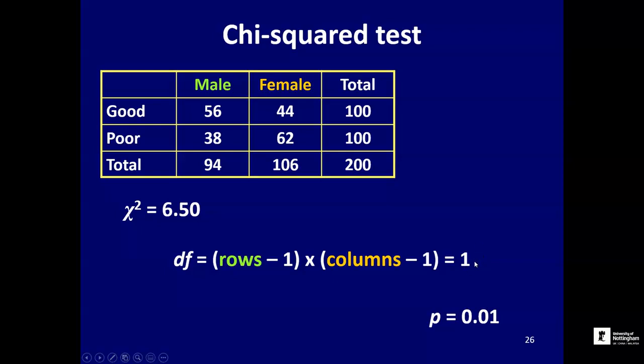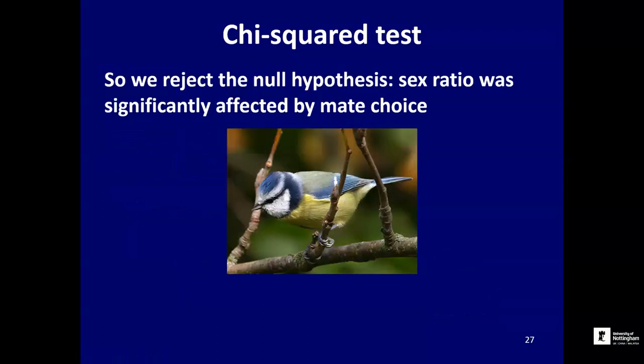So once you know degrees of freedom and you know the chi-squared value, your computer can tell you what the p-value is. In this particular study, the probability of observing this skew in sex ratio, which correlates with the treatment of the father, under the null hypothesis, which says the treatment doesn't matter, is about 1 in 100. So about 1%, really relatively unlikely. So we reject the null hypothesis, and we conclude that the sex ratio was indeed significantly affected by mate choice.